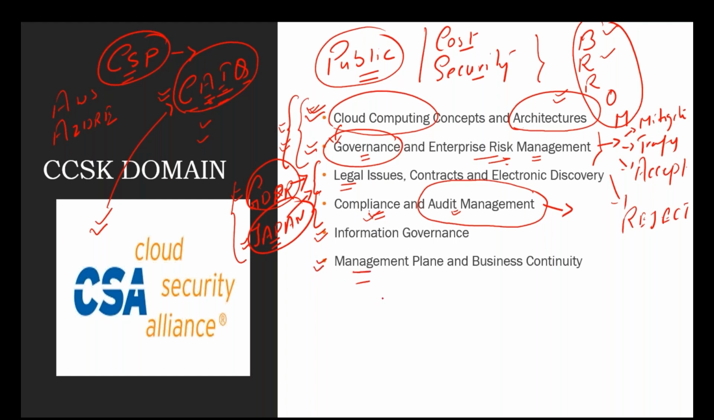Now this domain, management plane and business continuity, is another critical domain we have. Their main focus is that whenever you need to connect with any cloud platform, you require an interface. So when you are using Microsoft Azure, the Azure portal is the management plane which will help you to connect. And in case of AWS, we have the AWS management console, which will help you to interact with it.